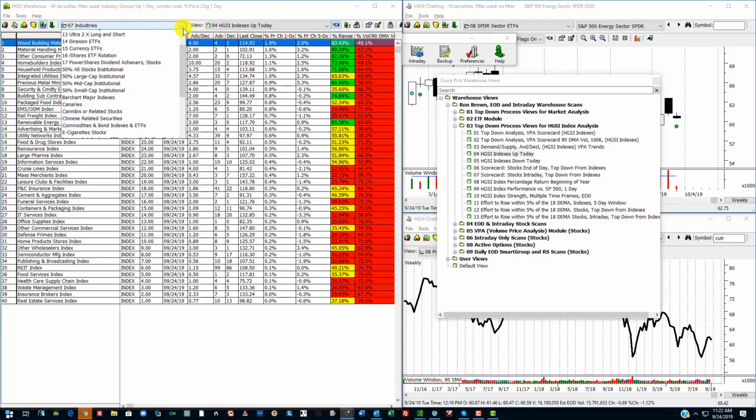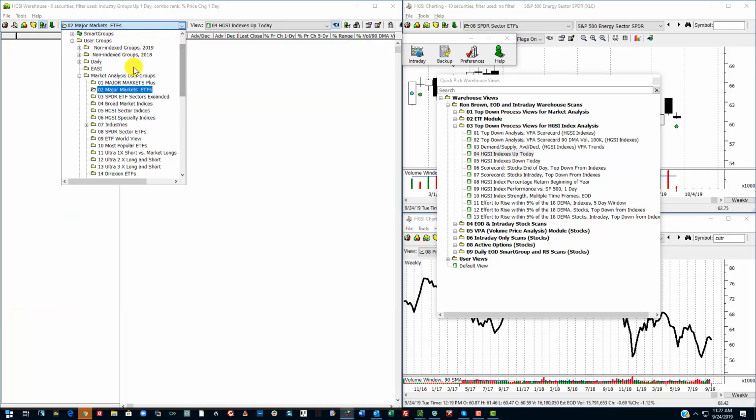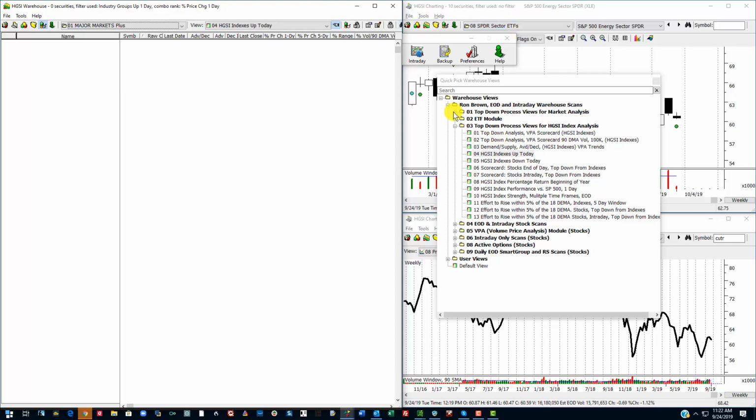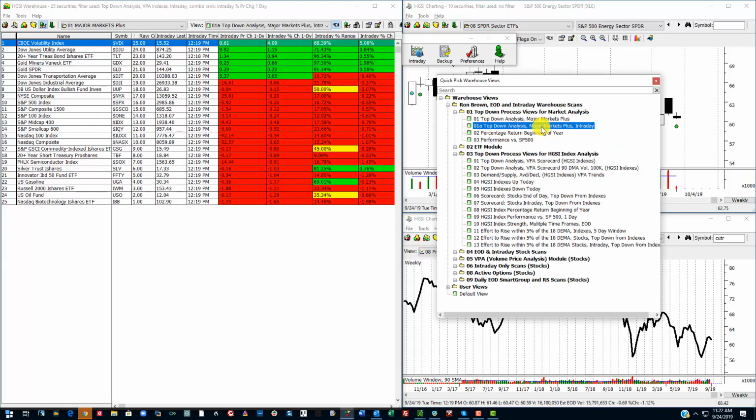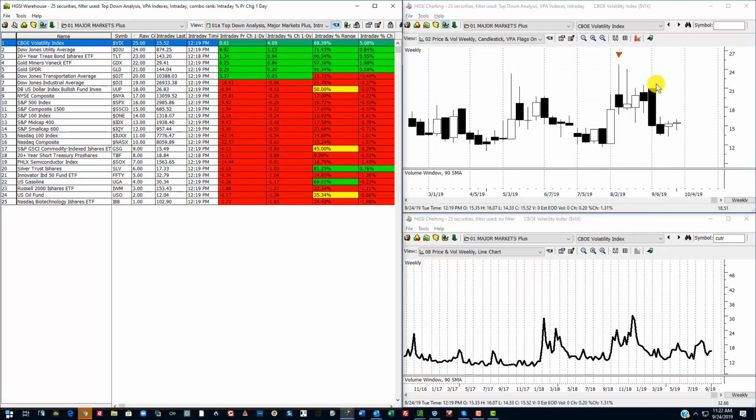I'm going to quickly go back to my Major Markets Plus folder, and let's go back up here to folder number 1, top-down analysis, Major Markets Plus, intraday. You can see the VIX is up 0.61% today. Let's just bring the VIX up here quickly in the charts. And you can see that it's moving up. And the utility index is still strong. Bonds are strong. Gold miners and gold are strong. What's at the bottom? Biotech, oil, Russell 2000.